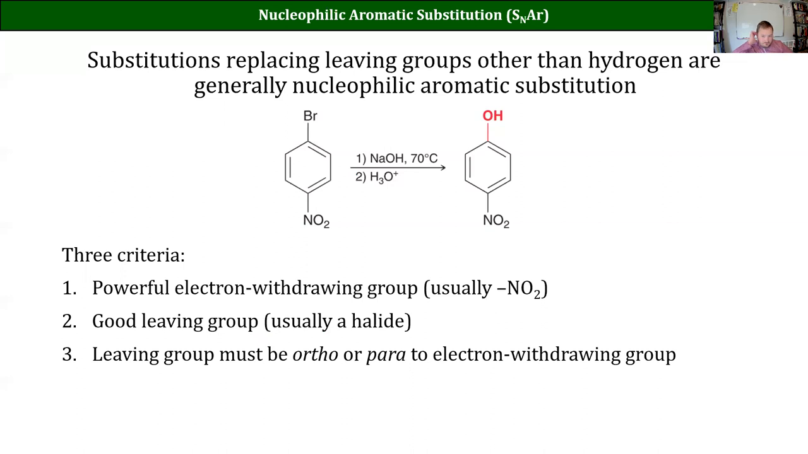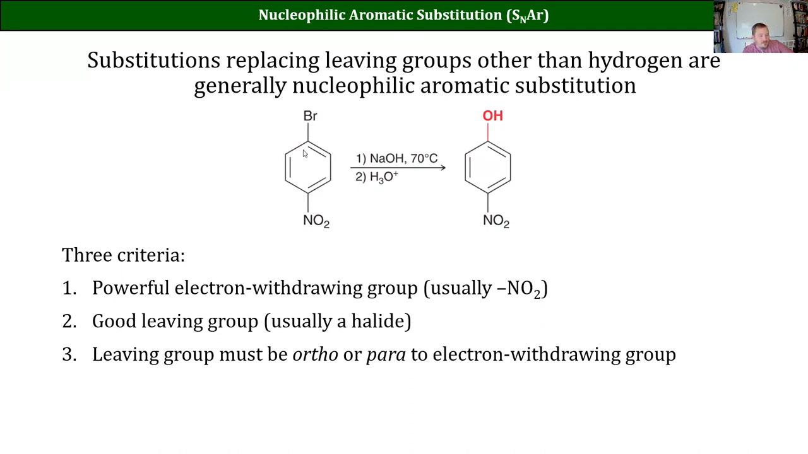All right, so before break, let's cover one of the new mechanisms we're going to add today. Occasionally, if we're trying to replace a leaving group other than hydrogen, usually what we're going to see is nucleophilic aromatic substitution. We've done nucleophilic substitution before. It was first order, second order, right? SN1, SN2. Nucleophilic aromatic substitution is kind of similar to any of the other nucleophilic substitutions we have, except that we need to have certain criteria met in order to make the process stable enough.